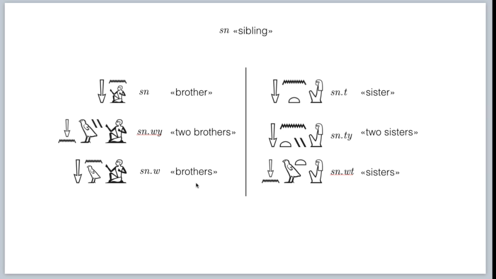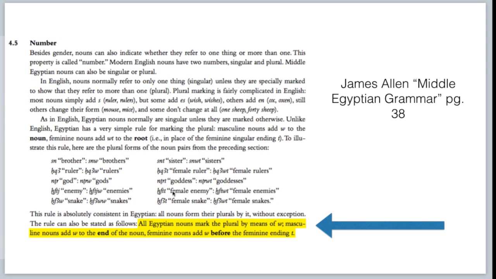All right. Now, let's walk through a few resources on this particular grammatical feature in the language. We're going to start here with James Allen, Middle Egyptian Grammar, page 38. And this is what he says.